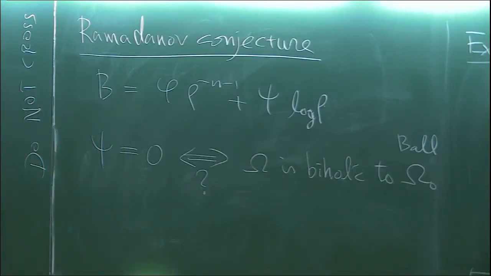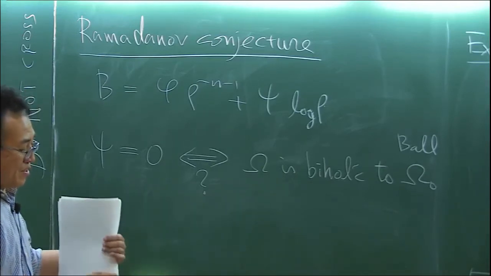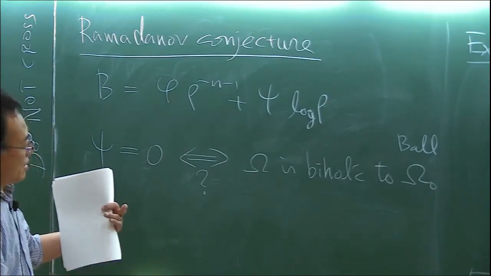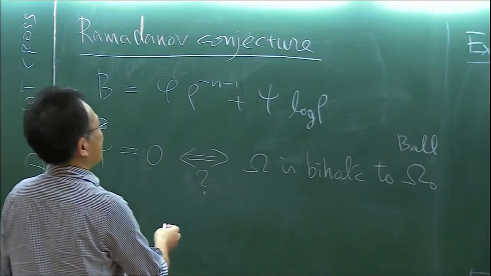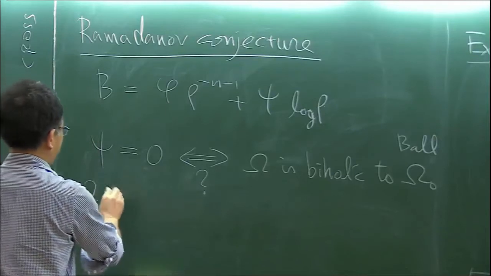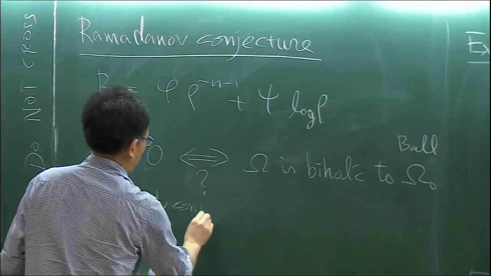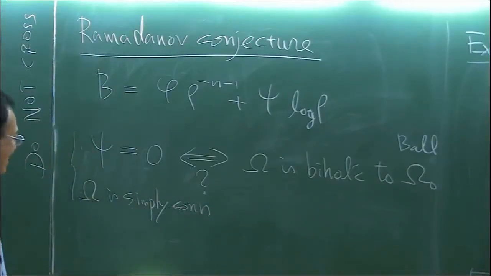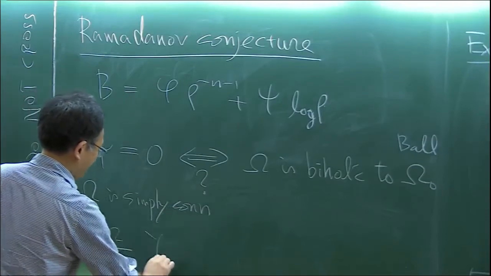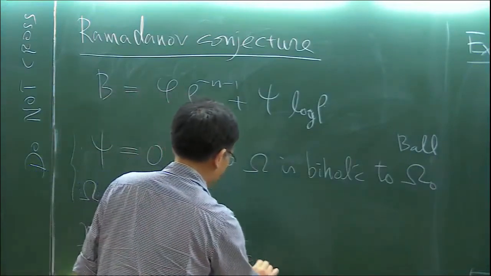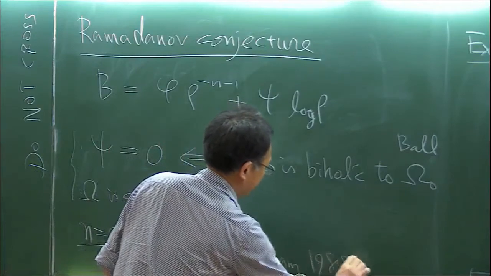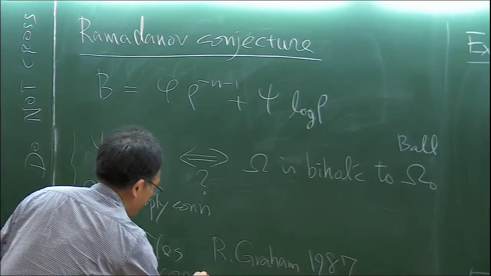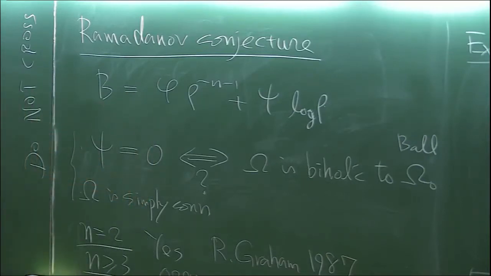Okay, but there's a simple counterexample. There's a boundary which is locally equivalent to the ball, but globally the domain is not simply connected. That's an easy counterexample. So maybe we should assume that omega is simply connected. Simply connected and log term vanishing should mean biholomorphic to the ball. That's the conjecture, and for n equal to 2, this is proved by Robin Graham in '87, more than 30 years ago. And for higher dimension, this is open. Easy to state and difficult to prove.